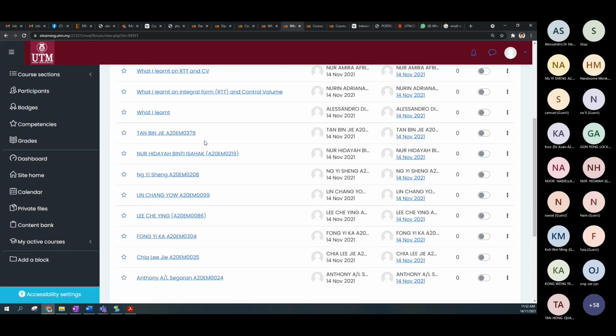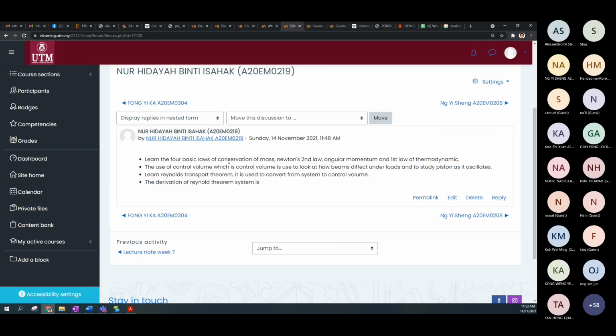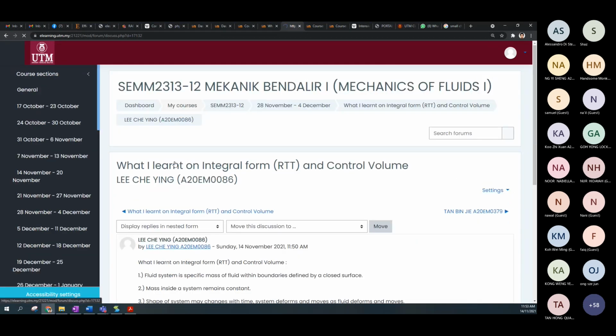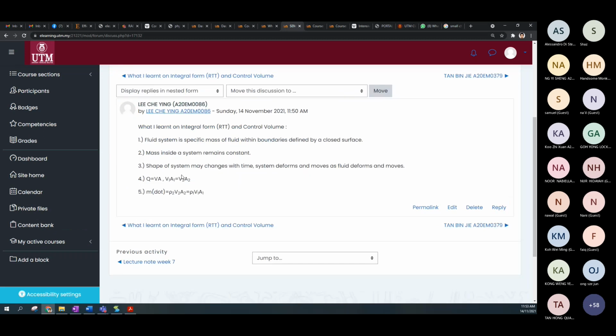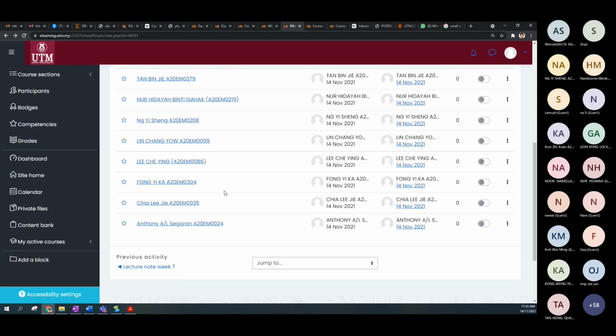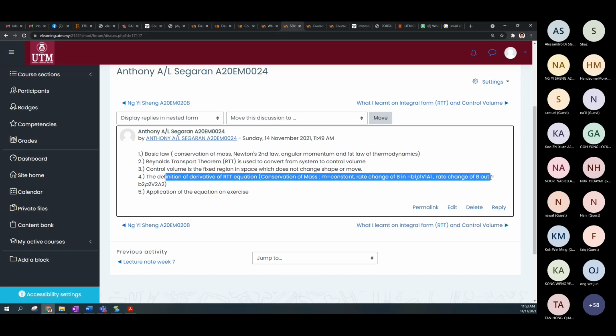What I have learned. Okay, so many. Let's see Hidayah. I learned the 4 basic laws. Good. They use control volume. Learn Reynolds transport. After you have learned, please revisit it after the class. Okay, Li Chi Ying. Good. I prefer the equation, the one that I have taught you in the class. Anthony: basic law, control volume is fixed region. Yes, good.